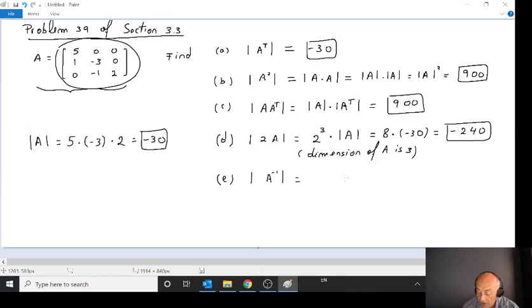And finally, the answer for part E, as you remember, the determinant of A inverse is 1 over the determinant of A, and this ends up being 1 over negative 30, or negative 1 over 30. That is going to be the answer for part E, and that finishes this recording.